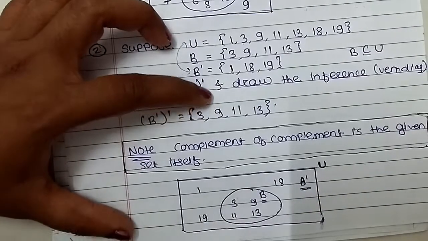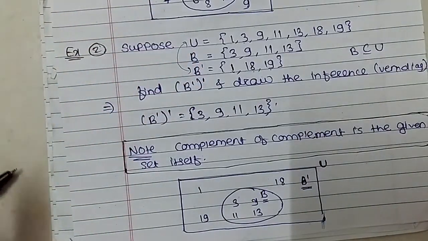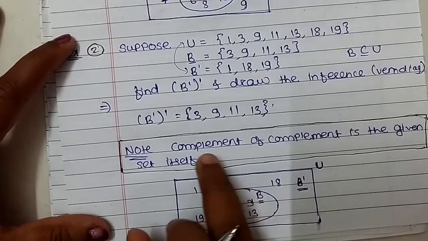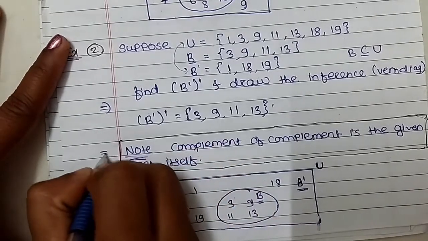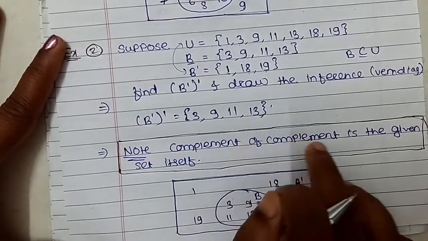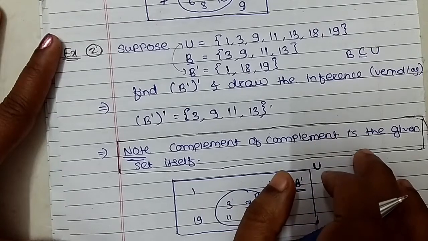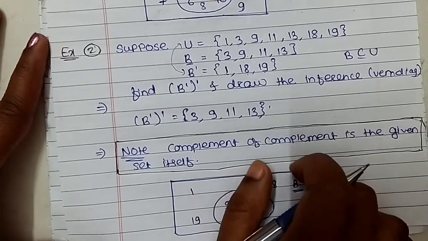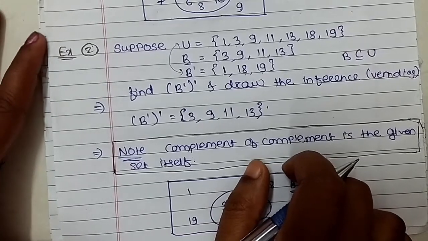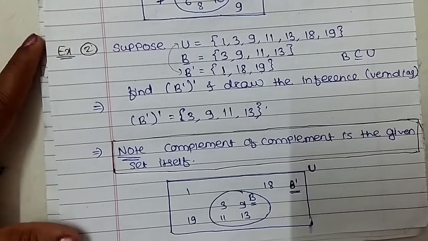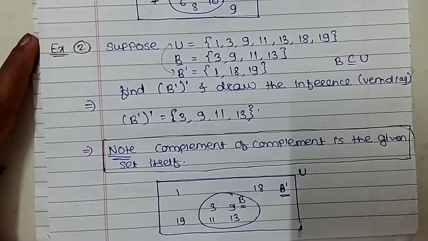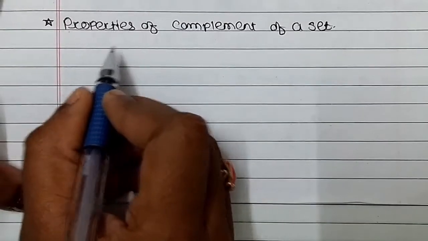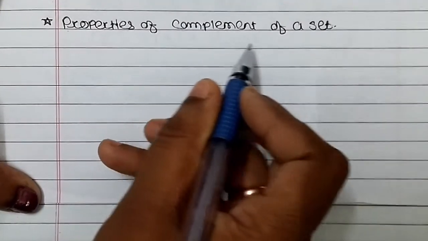Yes, understand? So this is the example related to what? Here only one concept, understand, that is when we take the complement of the complement, then the resultant set is what? The set itself. Okay, our original set is the result of that set. Okay, understand? Okay, next point is properties of complement of a set.